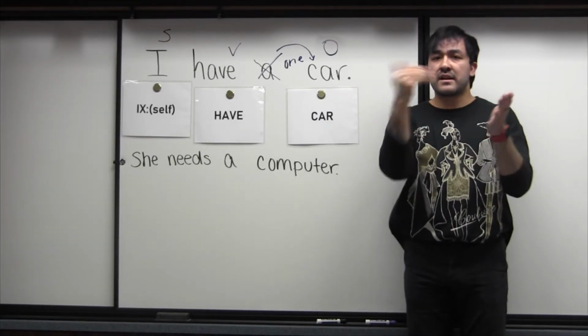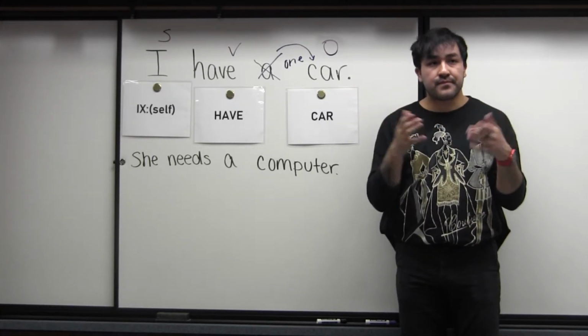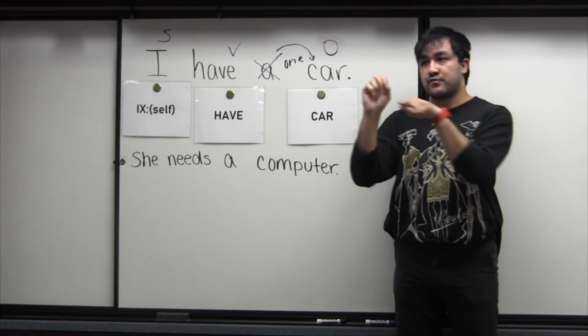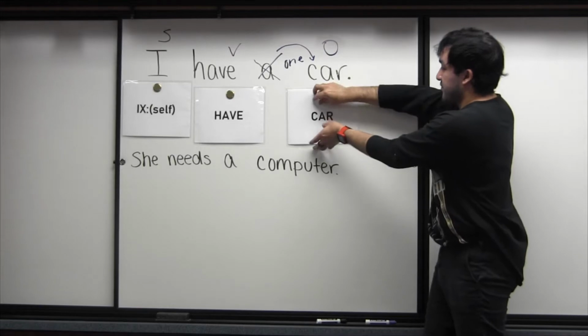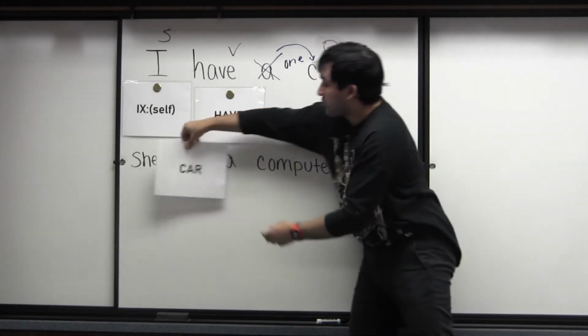So now let's go ahead and put it into the right order. So what was that right order again? Remember, object, subject, and verb. And so what's the object? Car. So let's go ahead and just move that to the front.